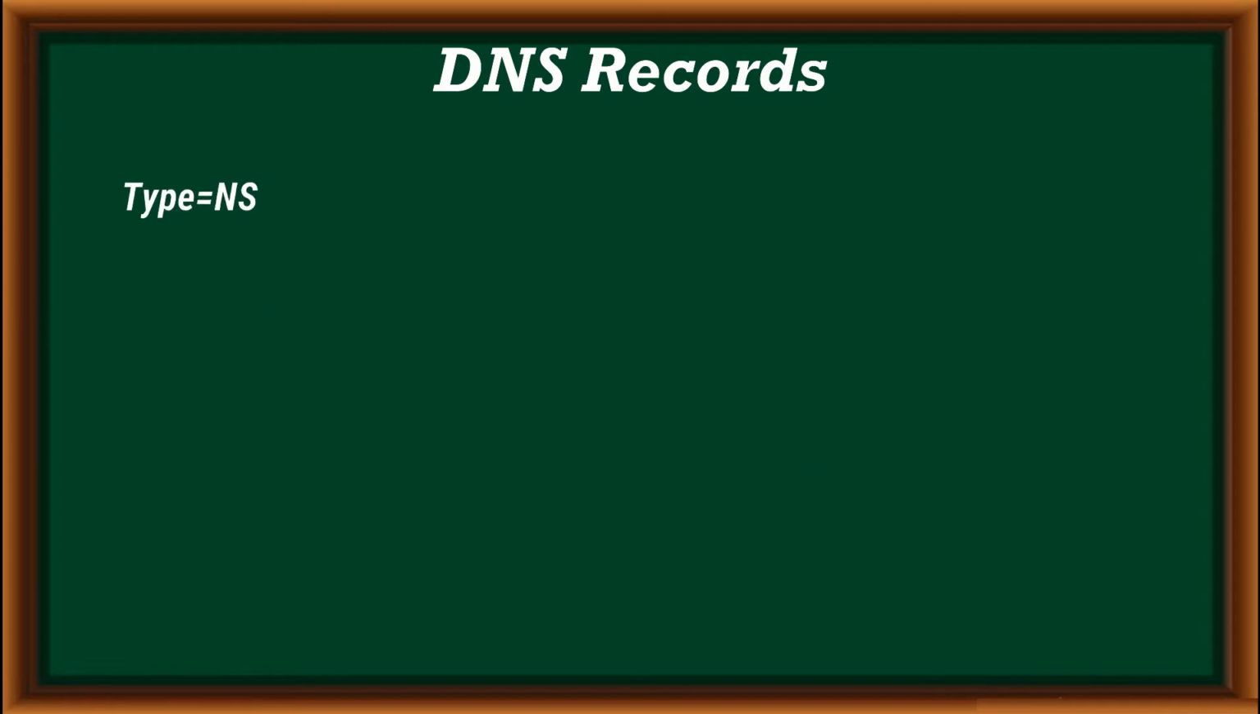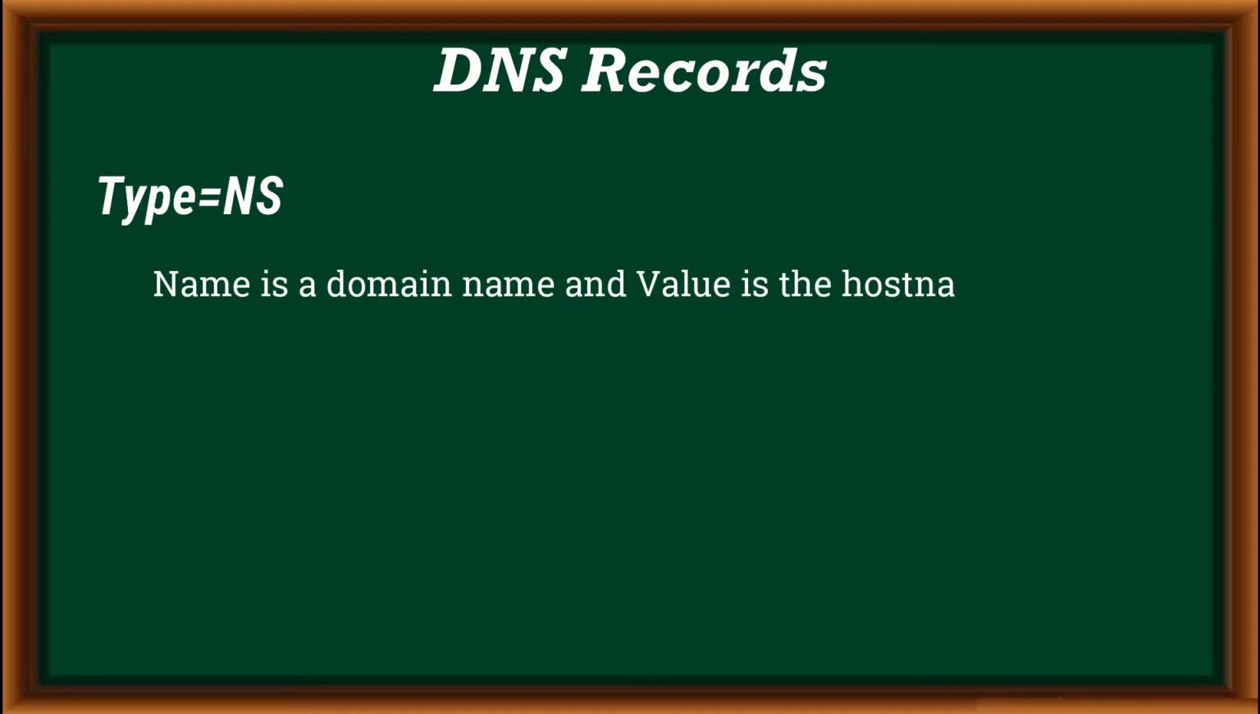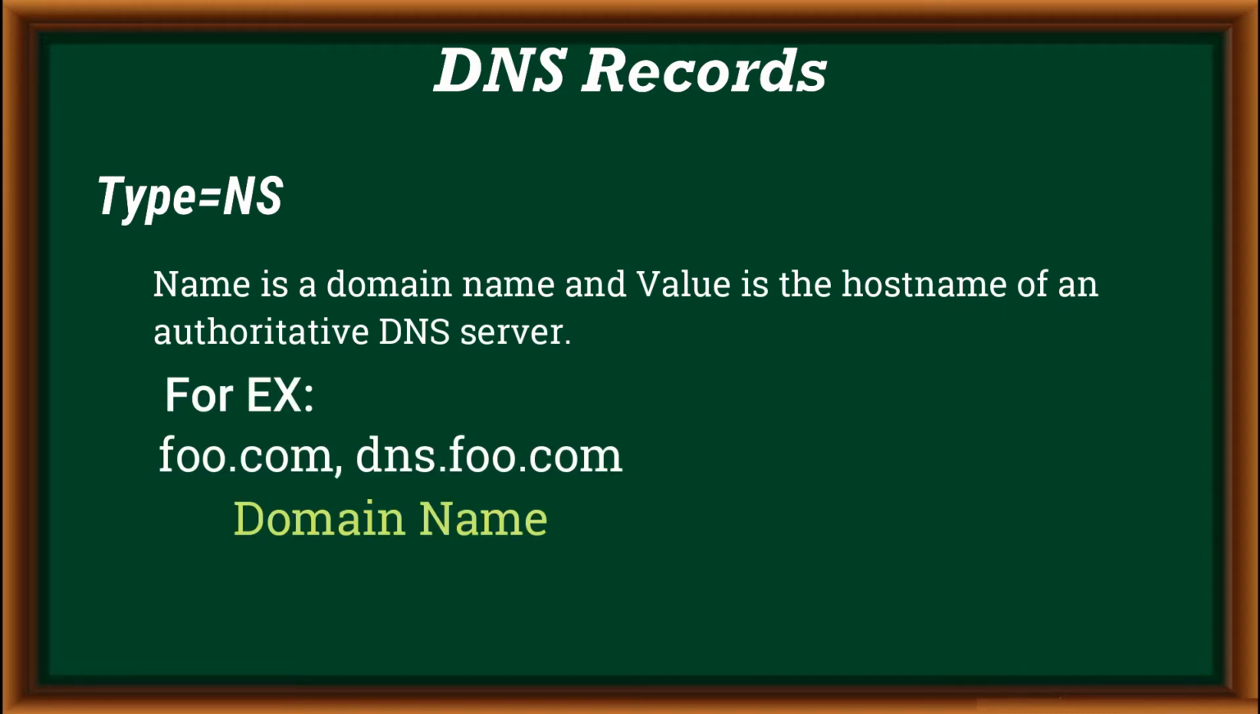If type is equal to NS, then name is a domain name, such as in the above example, foo.com is a domain name, and value is the host name of an authoritative DNS server that knows how to obtain the IP addresses for hosts in the domain. This record is used to route DNS queries further along in the query chain. As an example, foo.com and dns.foo.com is a type NS record.